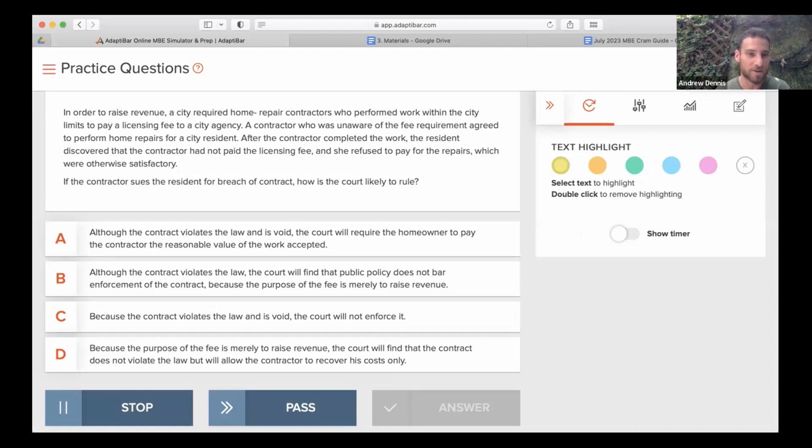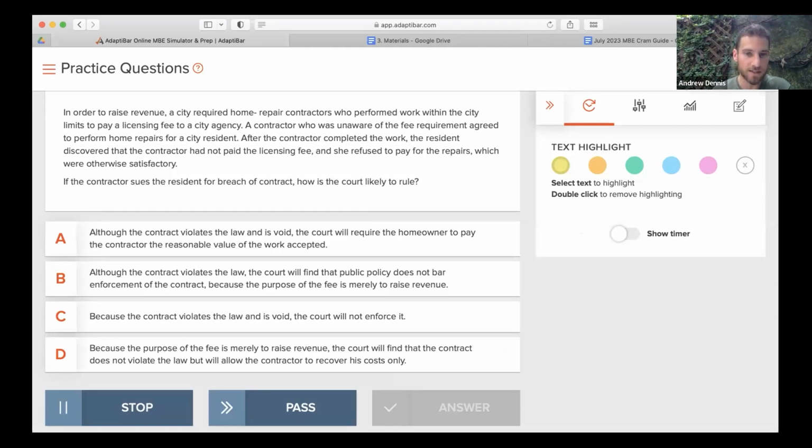All right, in order to raise revenue, a city required home repair contractors who performed work within the city limits to pay a licensing fee to a city agency. A contractor who was unaware of the fee requirement agreed to perform home repairs for a city resident. After the contractor completed the work, the resident discovered that the contractor had not paid the licensing fee and she refused to pay for the repairs, which were otherwise satisfactory. If the contractor sues the resident for breach of contract, how is the court likely to rule?